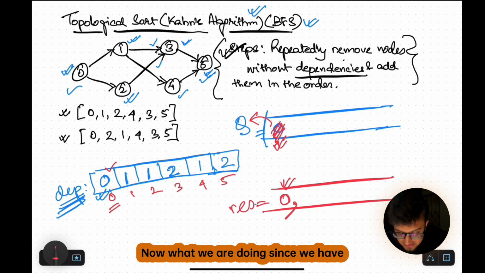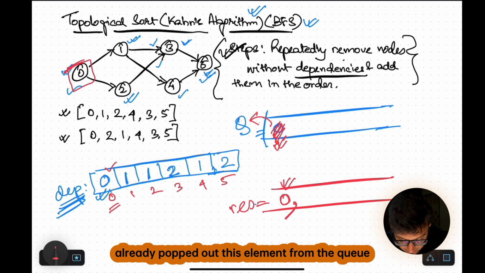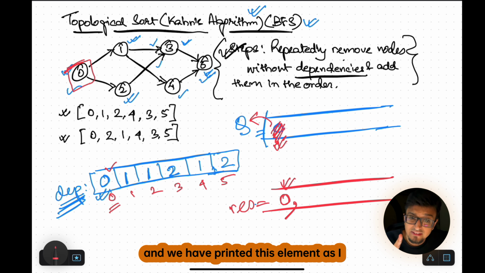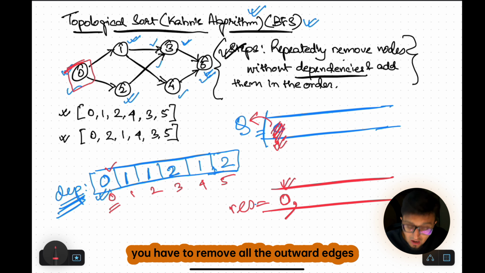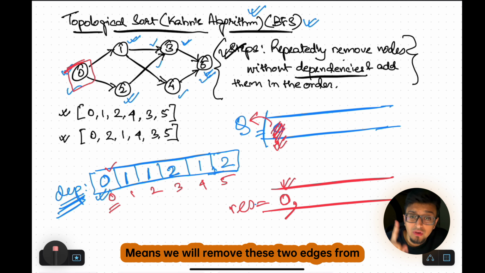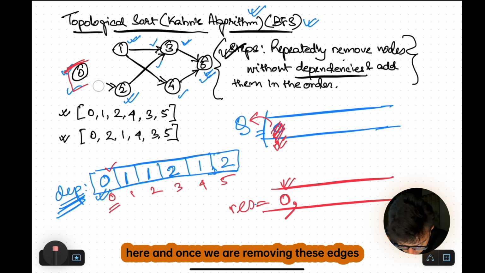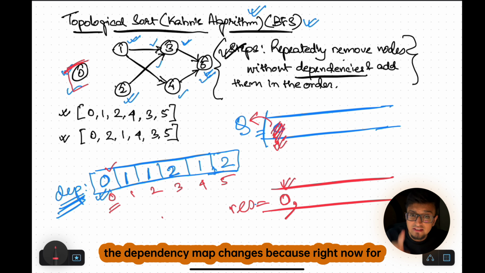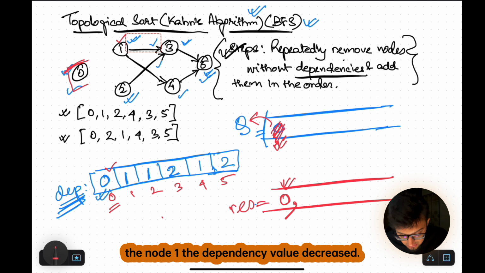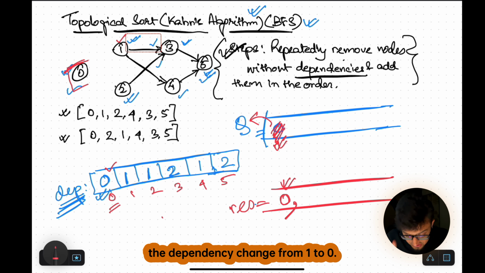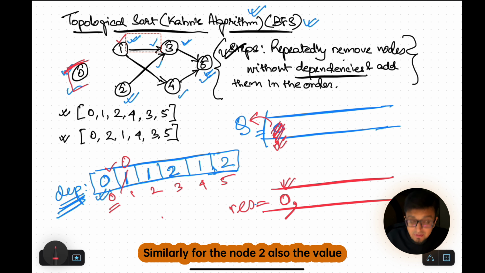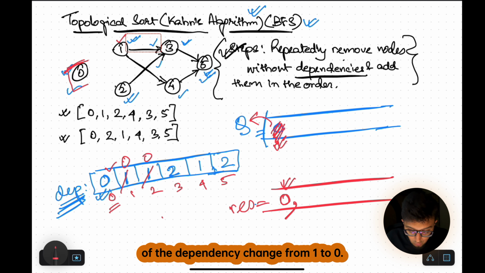Now since we have already popped out this element from the queue and printed it, as I was telling you, you have to remove all the outward edges for this node. Means we will remove these two edges from here. And once we remove these edges, the dependency map changes, because now the dependency value of node 1 decreased. For node 1, the dependency changed from 1 to 0. Similarly for node 2 also, the dependency changed from 1 to 0.